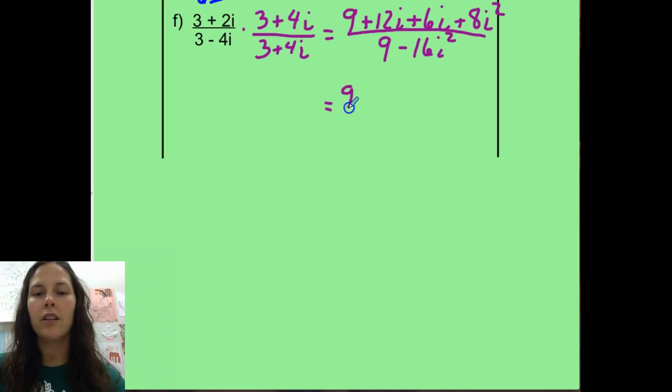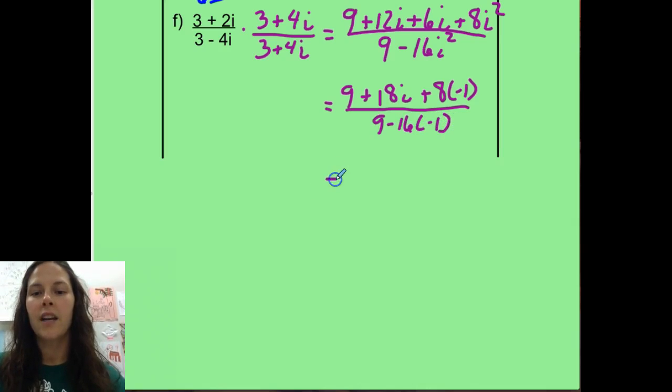Simplifying in the numerator, combining those like terms, simplifying that i squared to -1. In the denominator, simplifying our i squared to -1. And combining our like terms. In the numerator, we have a -8 plus the 9 plus 18i. In the denominator, that becomes a positive 16 when we multiply it by the -1. 9 plus 16 gives us 25.